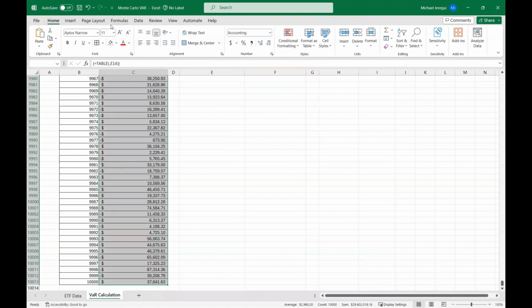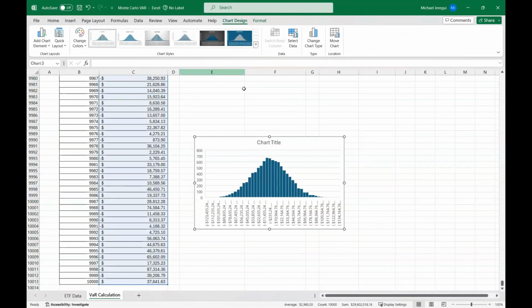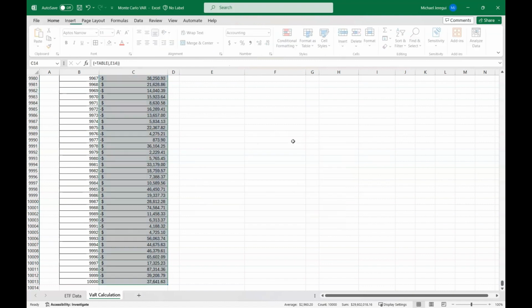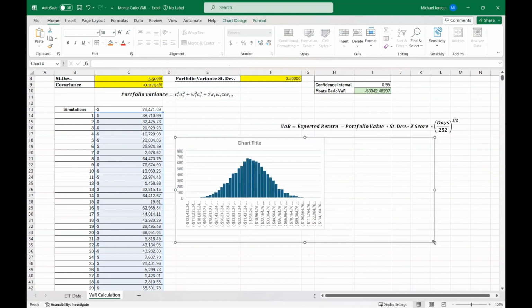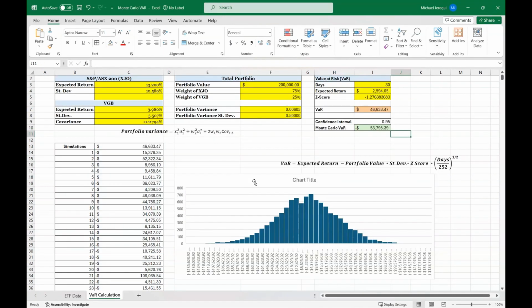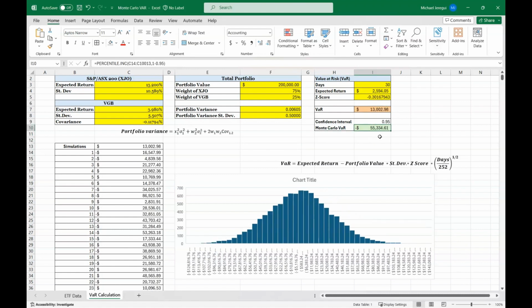To make it a little bit easier to see, we can actually make this into a chart so we can constantly see the changes every single time we do a new simulation. So if we go to Insert while highlighting the column and click on Histogram, and then I'll move this up. See that this is approximately a standard normal distribution. As you see, as I continue to keep running this, it'll change shapes and sizes a bit. Then you'll see that it's always around the Monte Carlo bar of around 54,000.